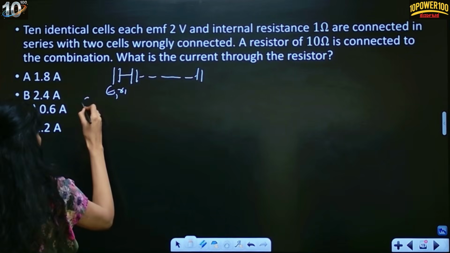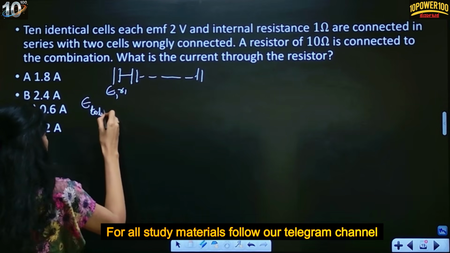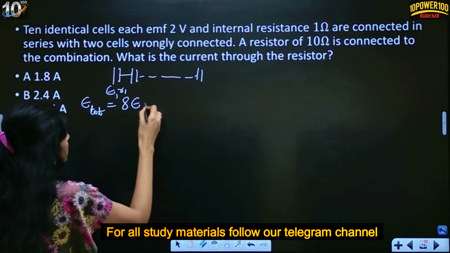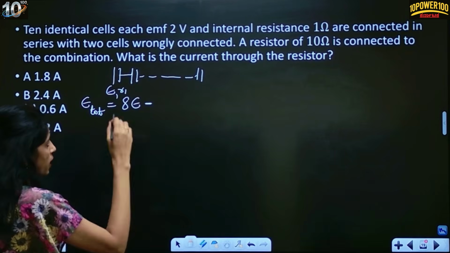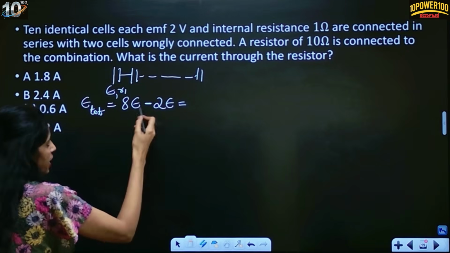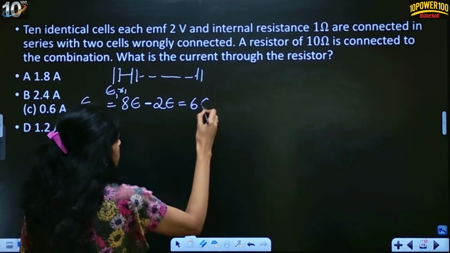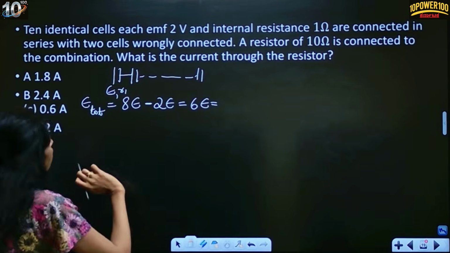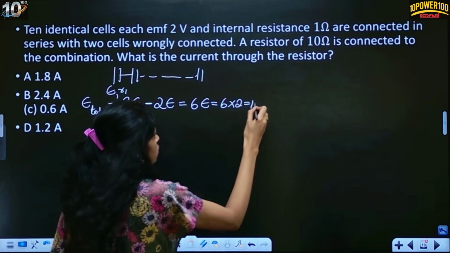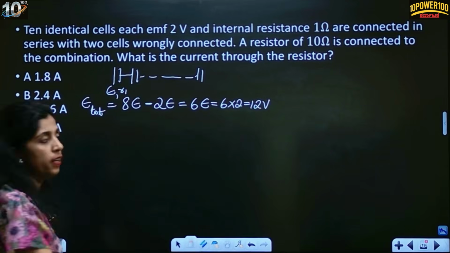Okay, so the total EMF you can take as n times E if perfectly connected, but two cells are wrongly connected, so I'll take minus 2E, which is nothing but how much, guys? 8 minus 2 is 6 times E, where the value of EMF is how much? The value of EMF is 2 volt, so 6 into 2 equals 12 volt. So this is the total EMF.